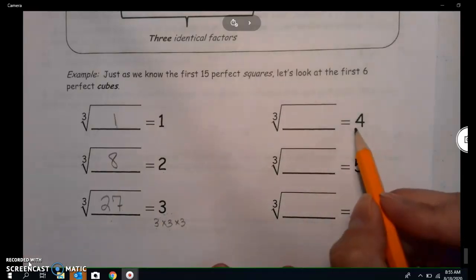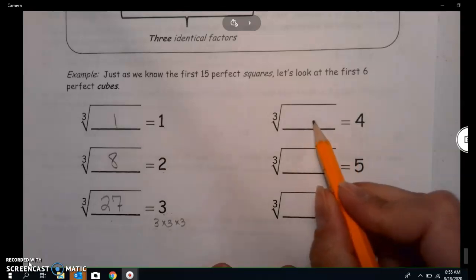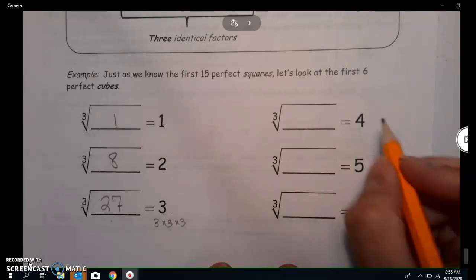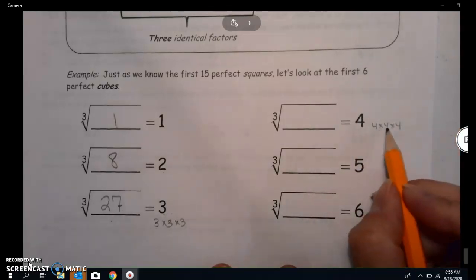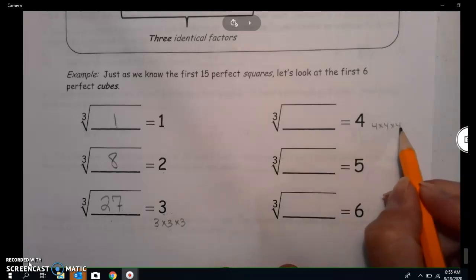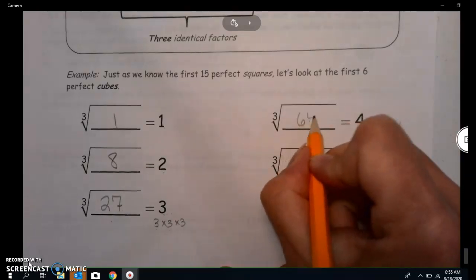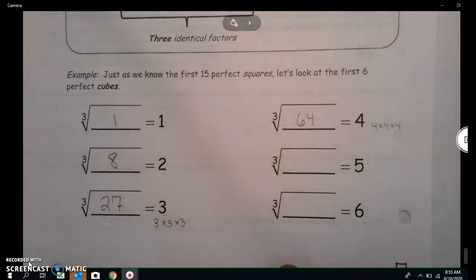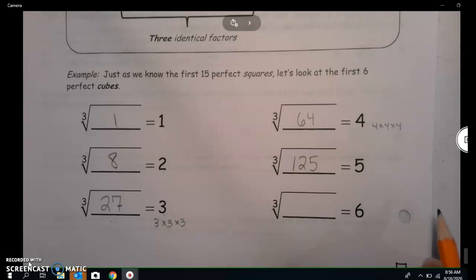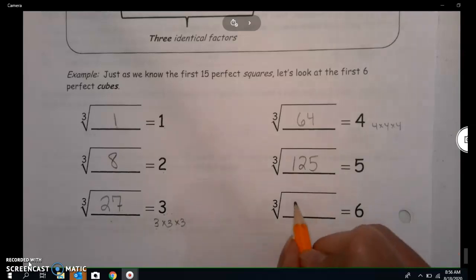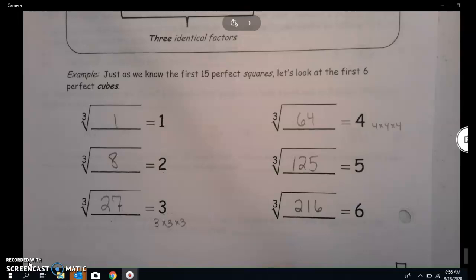Now this one right here, we're trying to think the cubed root of what is 4? Well, we know 4 times 4 times 4 is what? So 4 times 4 is 16. 16 times 4 is 64. So the cubed root of 64 is 4. We can think of it the same way with 5. This one would be 125 because 5 times 5 times 5 is 125. And this one right here would be 216 because 6 times 6 times 6 is 216.